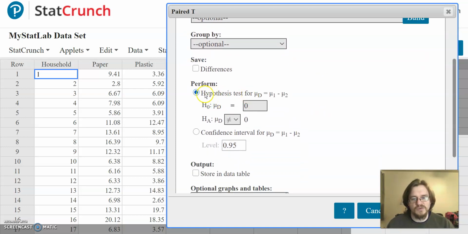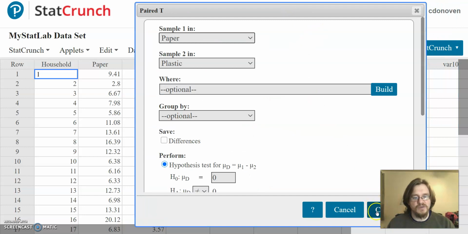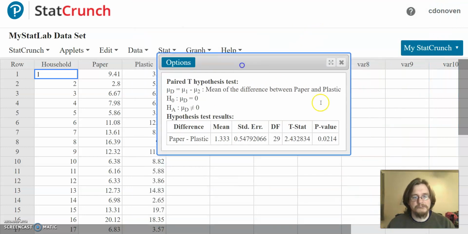And we'll do a hypothesis test first. Our null hypothesis is that the difference is going to be exactly 0, that there is no difference between the matched values. And the alternative hypothesis is that there is a difference. Now, we're not testing if it's going to be bigger than 0 or less than 0, as in more paper is thrown away than plastic, or more plastic is thrown away than paper. Just, is there a difference? And then we will compute this.